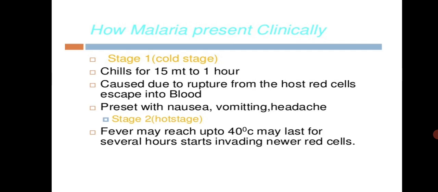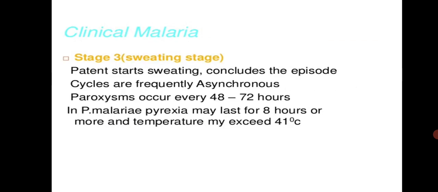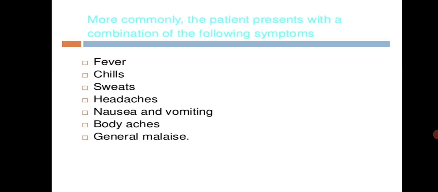In the second stage, which is the hot stage, the fever may reach up to 40 degrees Celsius and may last for several hours, as the parasites start invading newer red cells. In the third stage, the sweating stage, the patient starts sweating, and in the case of Plasmodium malariae, the pyrexia may last up to 8 hours or more, and the temperature may exceed 41 degrees Celsius in this stage. So, the common signs and symptoms or clinical manifestations of malaria are fever, chills, sweats, headache, nausea and vomiting, body ache and general malaise.